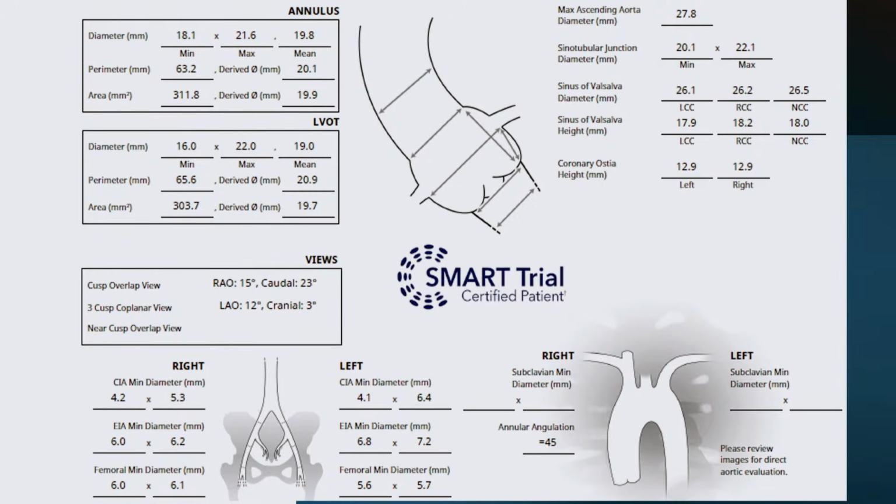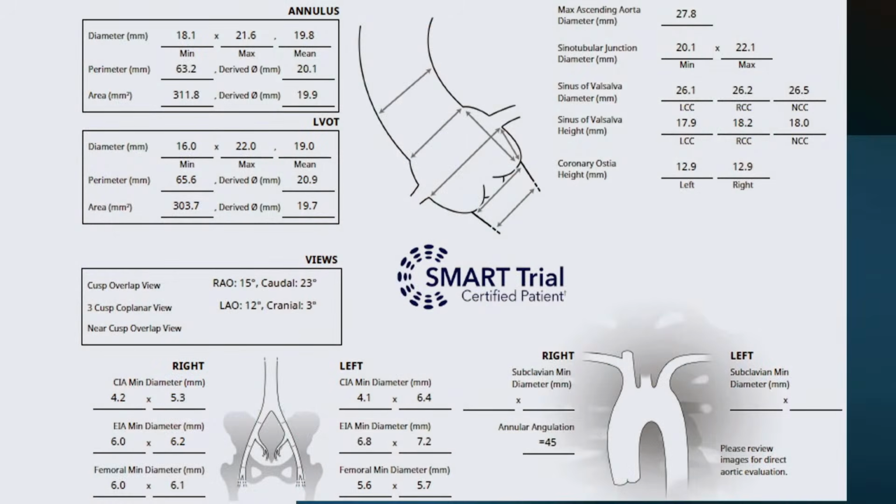And then we should also assess the sinotubular junction and sinus of Valsalva diameter. If you see, the sinus of Valsalva diameter of all three is above 25, which is quite comfortable. Anything below 25, there is a higher risk of coronary obstruction. Anything above 30, we're quite comfortable, but still all of them are above 26, so that is quite okay. The coronary ostia heights are both above 10, and more than 12 is even better, both at 12.9. And the sinotubular junction is also around 20 to 22.